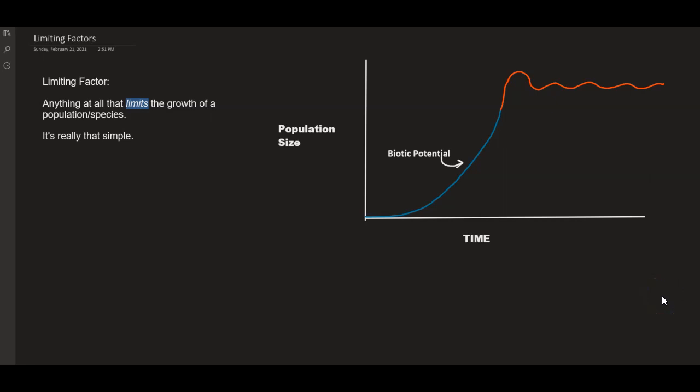Now let's do limiting factors, because it's super easy. A limiting factor is exactly what it sounds like. A factor, just something in the environment, that limits the growth of a population or species. Same thing, right? So let's look at deer. Let's see how that works.